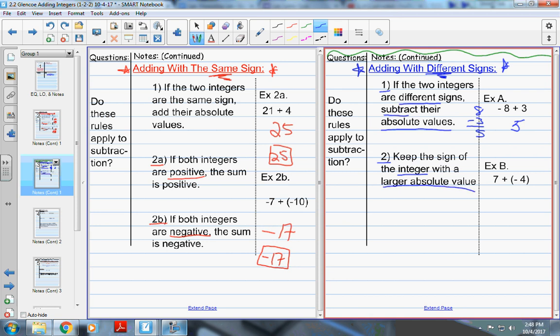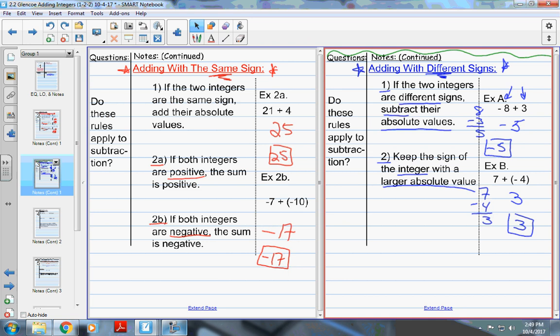So which of these integers, -8 or 3, has the larger absolute value? Yeah, you're right. -8 is farther from 0. So our answer isn't 5, it's -5. Let's apply those steps to example B. Are they same signs or different signs? You're right, they are different. One is 7, one is -4. Different signs, so we subtract their absolute values, and then we keep the sign of the larger absolute value. 7 has the larger absolute value, so our answer to that problem is 3.